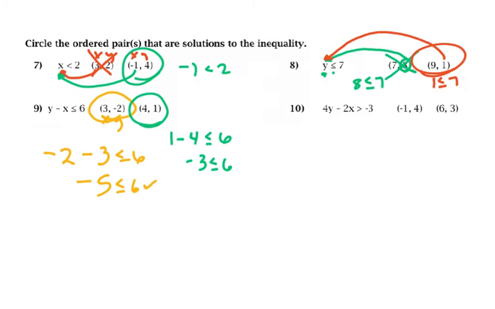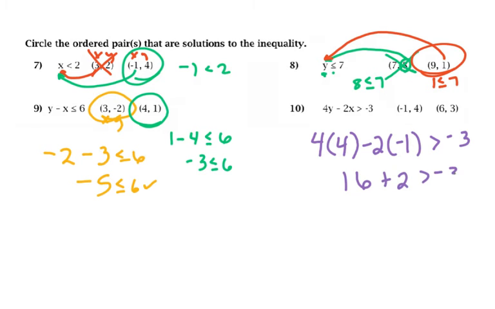Okay, pause the video and try number 10 and see what you can figure out about those being solutions or not. Okay, for the first one, we're going to plug in 4 times y, which is 4, minus 2 times x, which is -1. And so we're going to have 16, and -2 times -1 is +2. And so I'm going to have 18 is greater than -3. That is true. That is a solution.